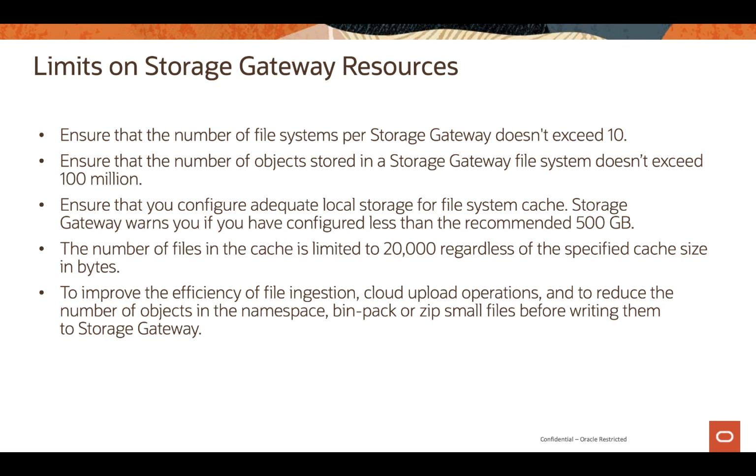So here are some of the limits on the storage gateway resources. You have to understand that the storage gateway doesn't exceed 10 file systems per storage gateway. So if you need more than 10, the recommendation is to spin up a second storage gateway to bypass this limit. Another one is the local storage for file system cache, which is important to understand as you're going to cache some of the files locally on the storage gateway. We recommend that you have 500 gigabytes of space for your storage gateway installation, to support the file system cache.